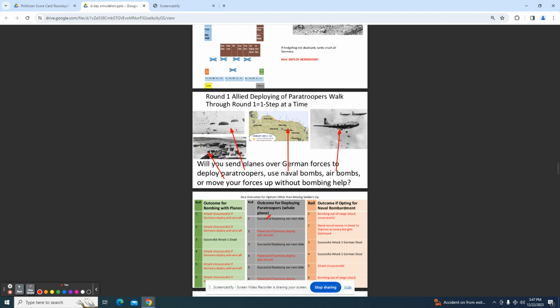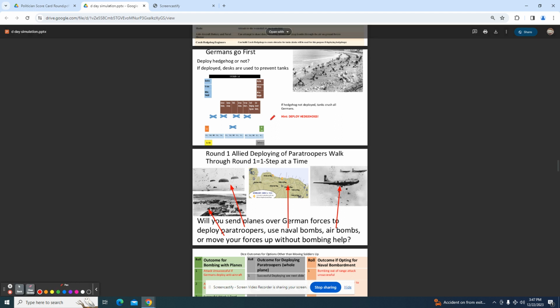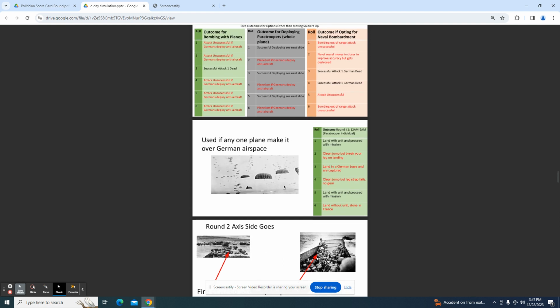If this is a success, they say successful deploy, see next slide, then that would mean that the student, because the paratroopers are flying over and successfully deployed, we're going to try to drop the student here. But this also depends on another roll of the die. If the paratroopers are deployed successfully and the plane is not shot down, they are then subjected to these variables. They only need a 1 and a 5 in order to have a safe landing.